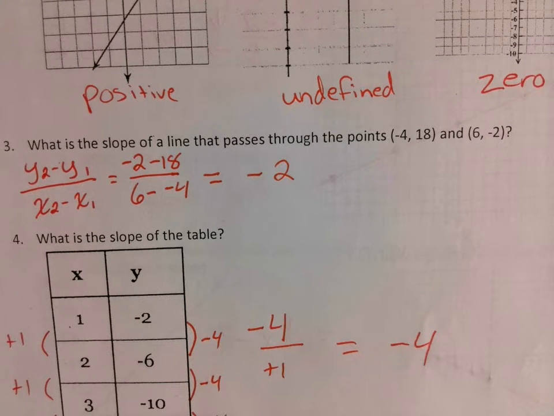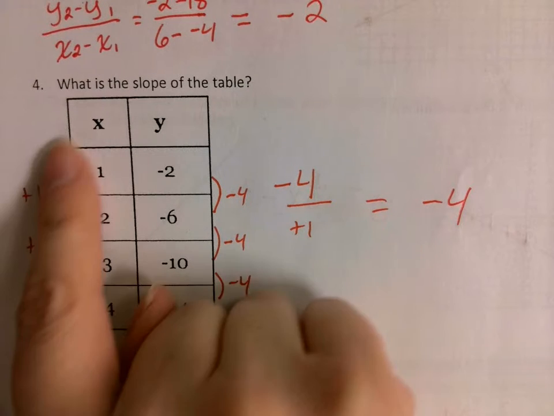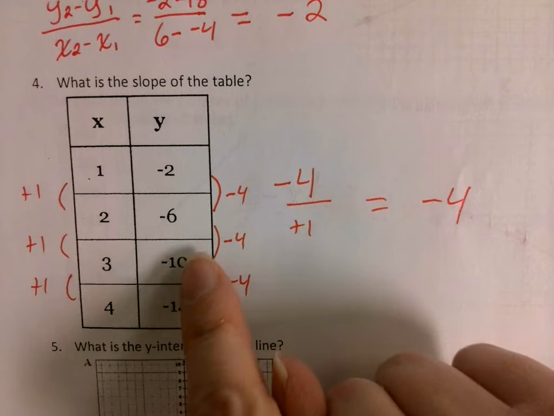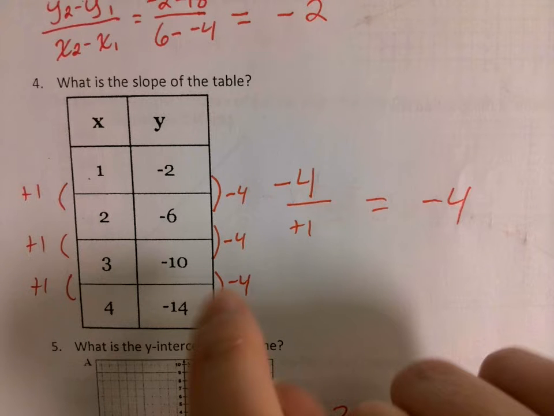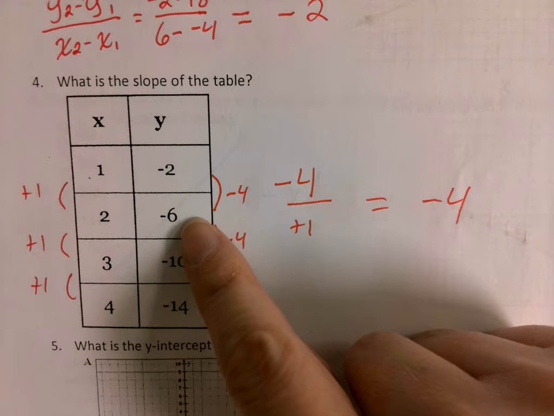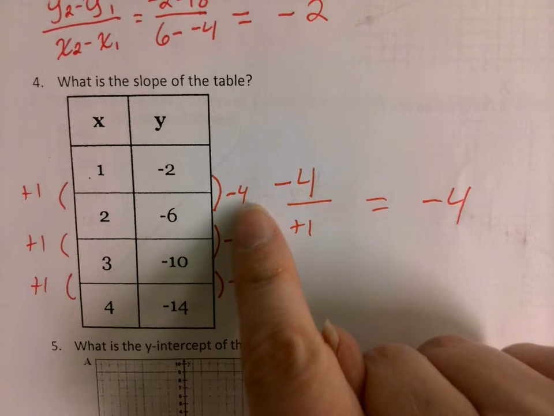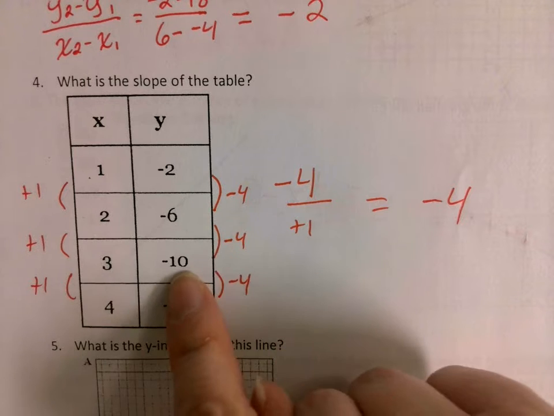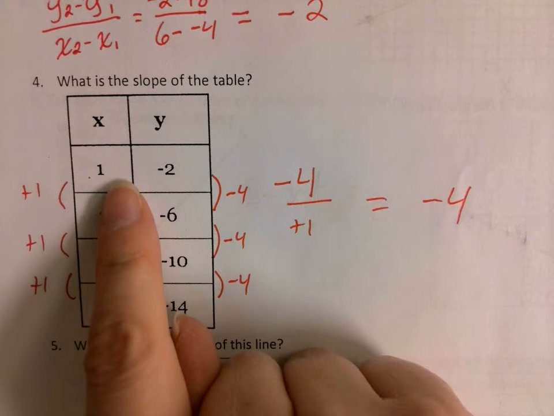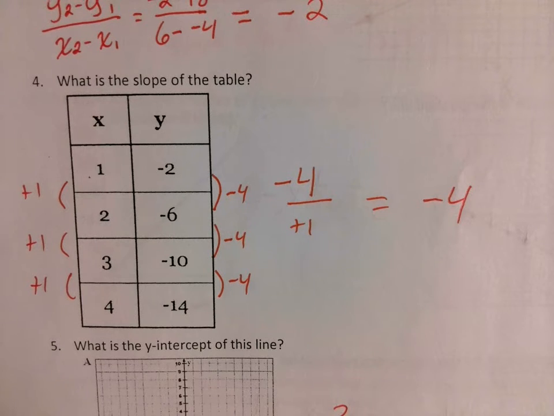For problem number 4, find the slope of a table. You have to find the change of the y over the change of the x. So the change of the y occurring here, remember, with a negative number, if it looks like it's increasing, it's actually decreasing. The larger the base is for a negative, the smaller the negative value is actually worth. So -2 to -6 is a decrease of 4, not an increase. -6 to -10 is a decrease of 4. From -10 to -14, that is also a decrease of 4. For your x's, you're consistently increasing by 1. So you have -4 over 1. -4 over 1 is just -4.